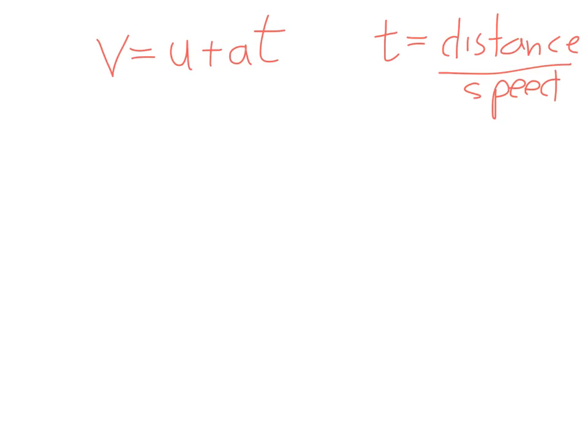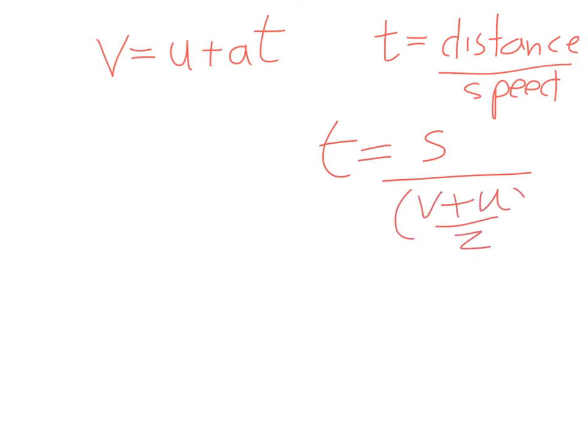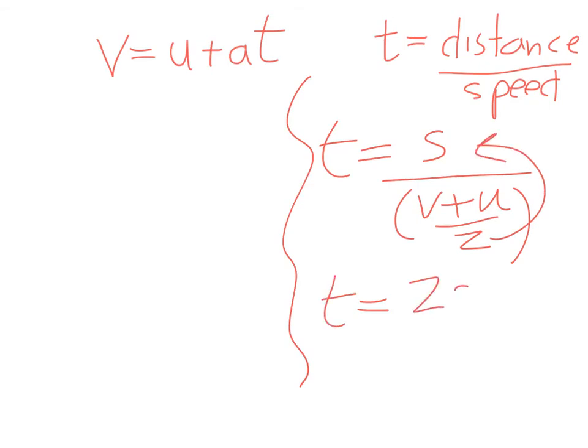So we have v equals u plus at, and t equals distance over speed. Well, distance in this formula is s. Speed, of course, in this case is the average speed. There's a starting and an end speed. So we have v plus u over 2. Now we can rewrite that. The 2, which is at the bottom of the bottom, goes up to the top. So we end up with t equals 2s over v plus u. And that's what we replace the t up here with.